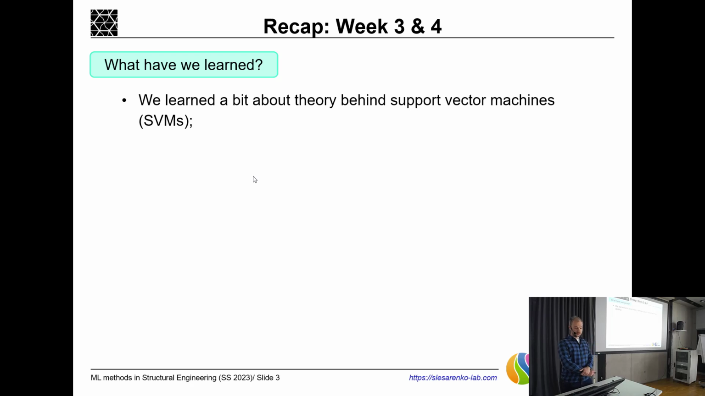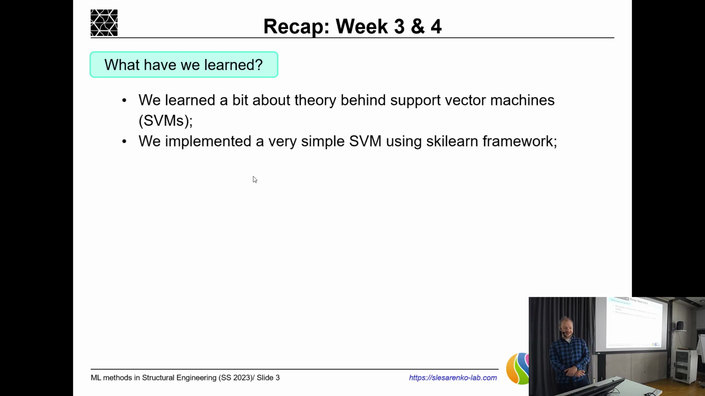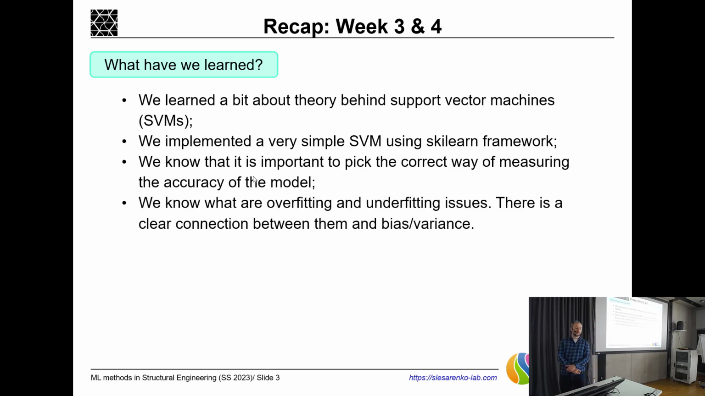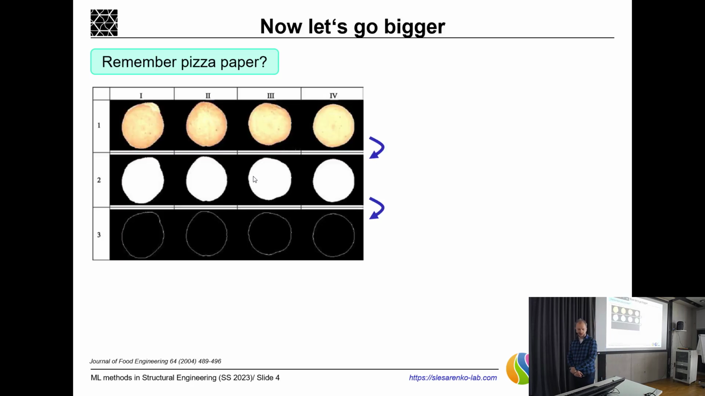And what we also learned, SVMs, implemented that. We know it's important to pick the correct way of measuring the accuracy of a model. It's where I actually finished my previous lecture and where Garrett picked it up. We know what overfitting and underfitting issues are, and we probably understand that there is a clear connection between them and bias and variance. Is it true? Okay, at least did you try to explain it? Have you heard of bias and variance already? If yes, then you definitely know.